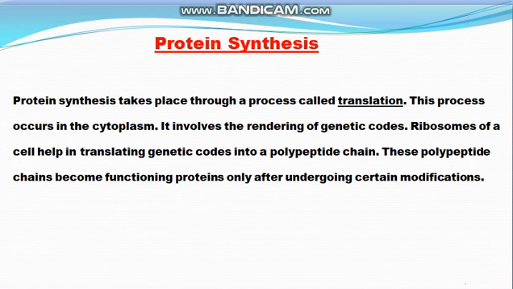Then, how are proteins synthesized in our body? Protein synthesis takes place through a process in the body called translation. This process occurs in the cytoplasm of the cell, and it involves the rendering of genetic codes. Ribosomes of the cell help in translating genetic codes into a polypeptide chain. So we can say in simple terms that ribosomes play a big role in protein synthesis.